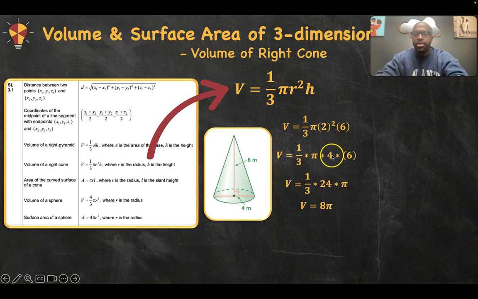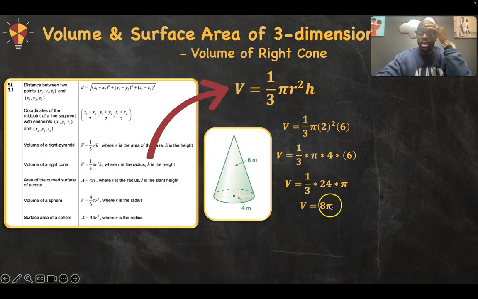So 2 squared is 4. 4 times 6 is 24. Remember, multiply by the numerator, divide by the denominator. 24 times 1 is 24. 24 divided by 3 is 8. All right, so you have 8 pi, and if they want the decimal, you take it to the third decimal place.